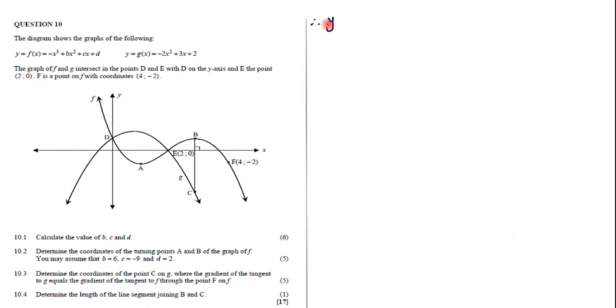This means the equation for f of x is minus x cubed plus 6x squared minus 9x plus 2. All right, so now let's go ahead and look into the second question.